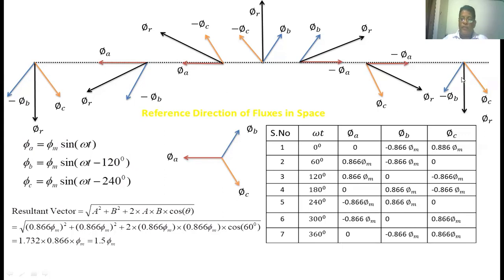So from this case to this case, if you observe the resultant vector, this is the axis of the resultant vector. After 60 degrees, the resultant vector also will be displaced by 60 degrees. At 120 degrees, the resultant vector also will be displaced by 120 degrees in space when compared to the first one. Here again displaced by 60 degrees, again 60 degrees, again 60 degrees, again 60 degrees. So finally it comes to the initial position. Nothing but the axis of the flux within the stator will be rotating, whose magnitude is equal to 1.5 times phi m.